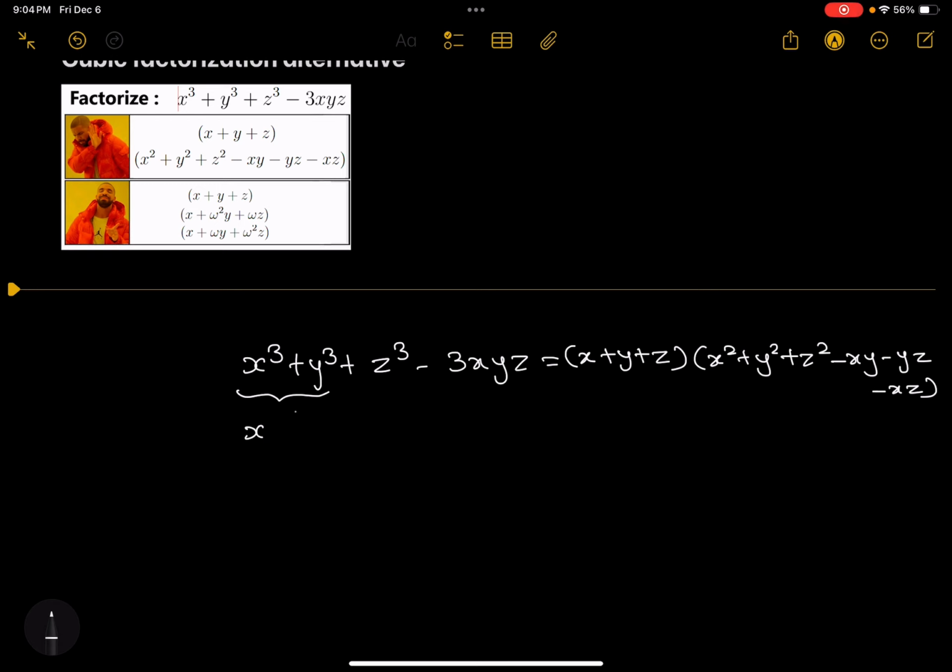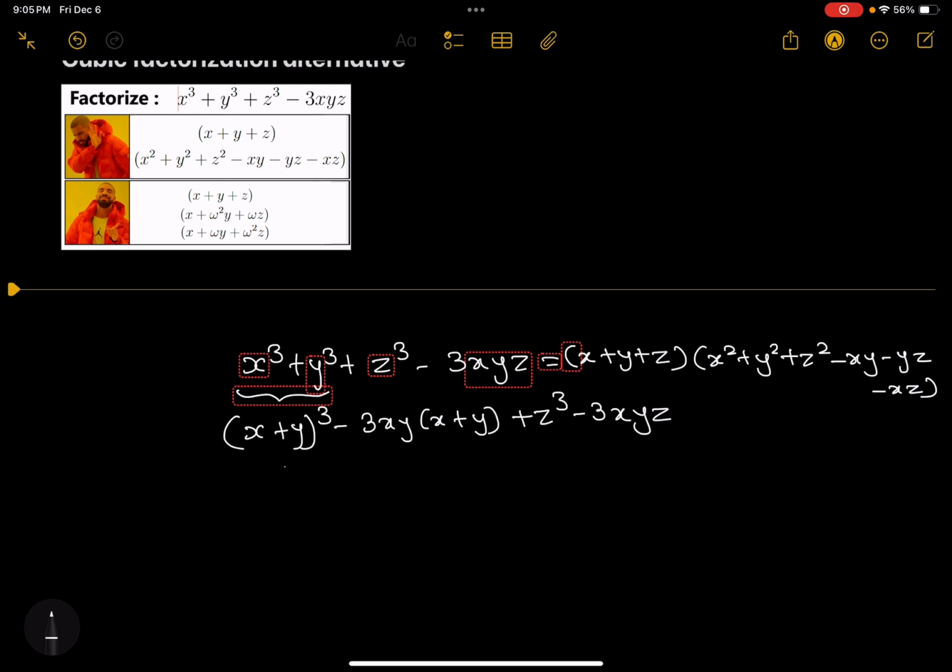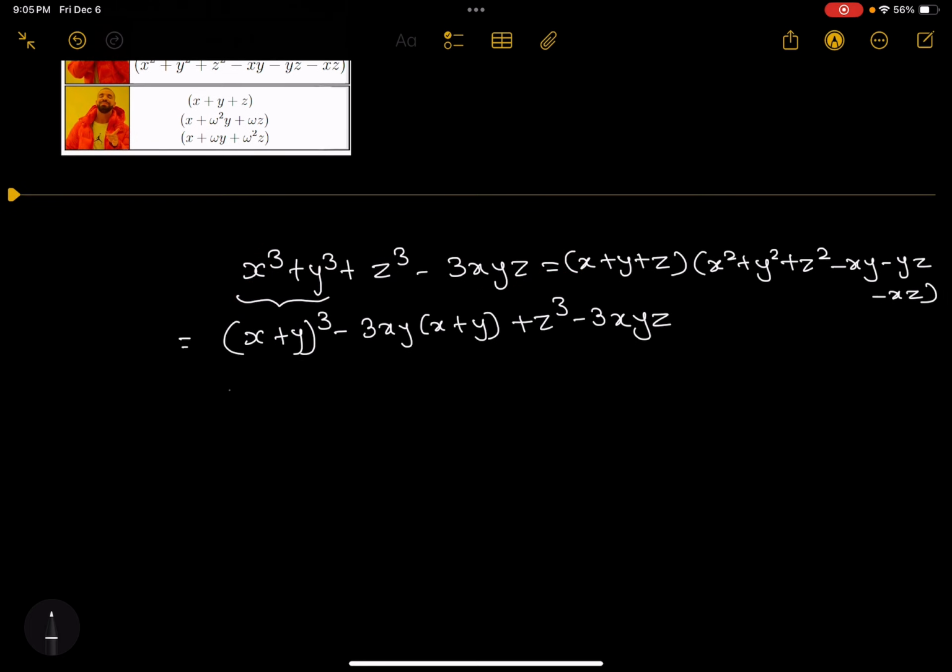So we know that x cube plus y cube is just x plus y whole cube minus 3xy times x plus y, plus z cube minus 3xyz. Now this formula should be obvious to you, because we get it from the expansion of x plus y whole cube. If you expand that, there's x cube plus y cube plus 3x square y plus 3xy square. So we are just subtracting that 3x square y plus 3xy square.